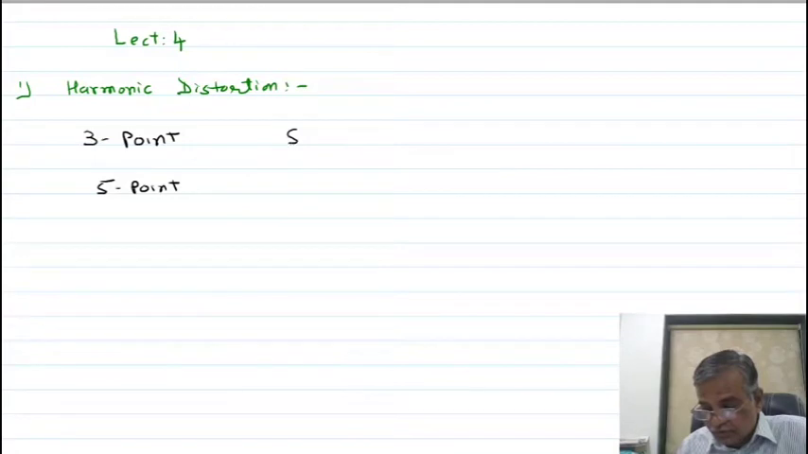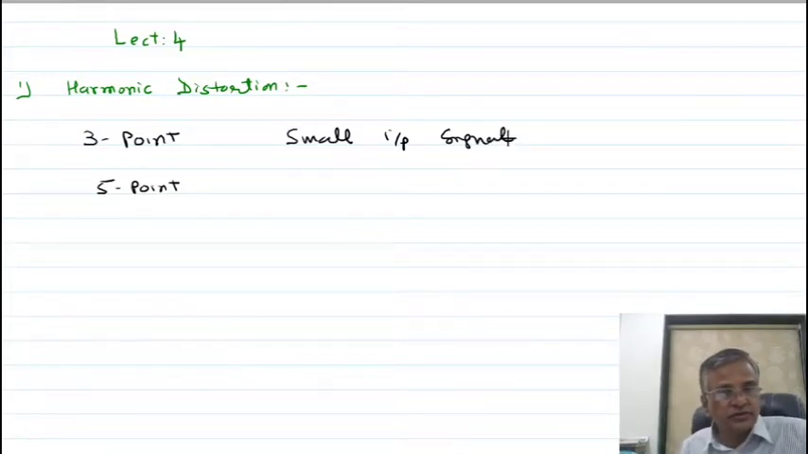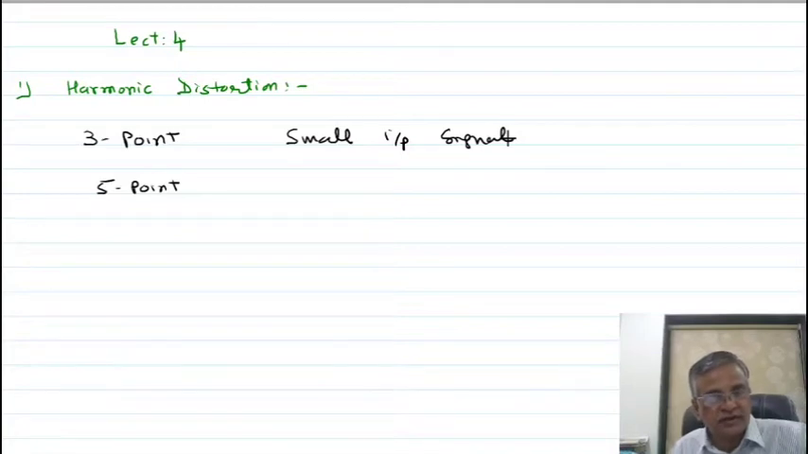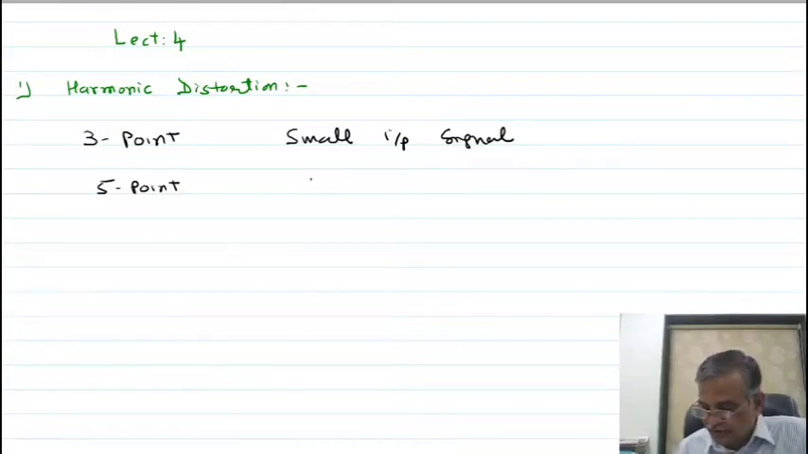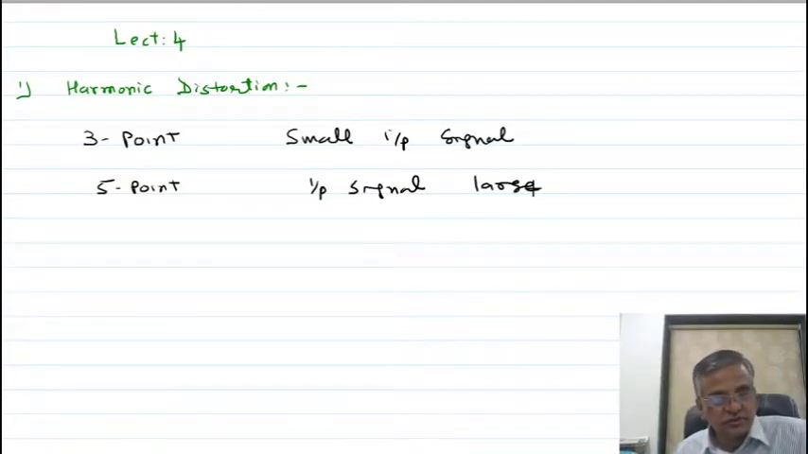The 3-point method is used when the input signal is small. The 3-point method is used to calculate the harmonic distortion when the input signal to your amplifier is very small. And the 5-point method is used when the input signal is large. When the input signal is large, then the 5-point method is used to calculate harmonic distortion. In a power amplifier, harmonic distortion is large, so we have to use the 5-point method.